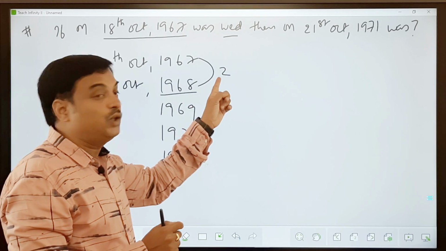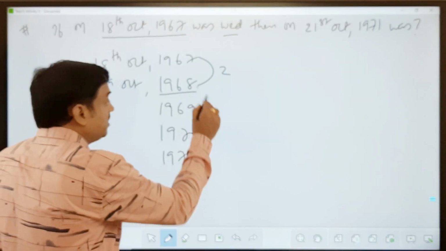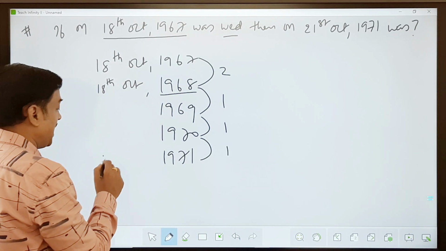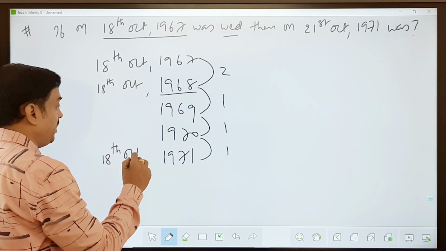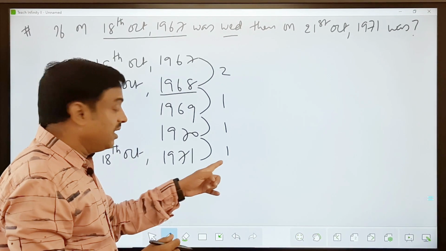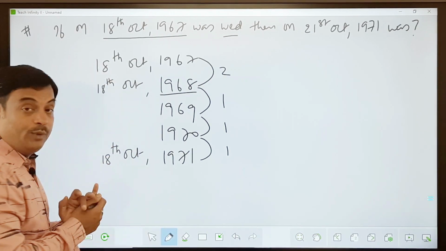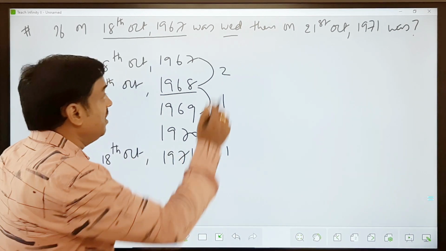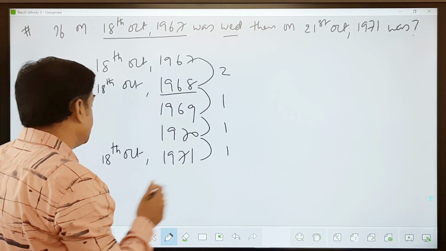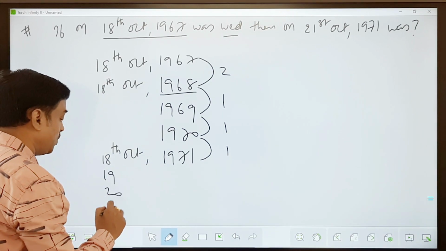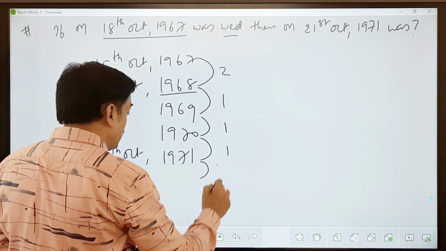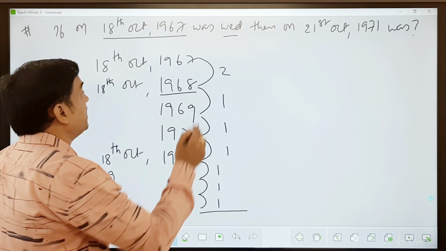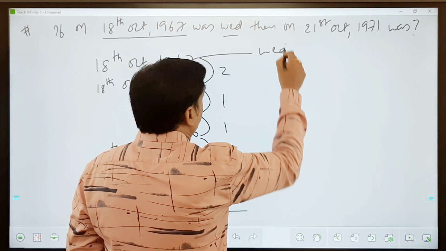So you can understand, 2 I should add. And then here I'll add 1, here I'll add 1, and here I'll add 1. That means 18th of October 1971 will have this. I got the total up to 18th October of 1991. Whereas I want 21st of October. That means another 3 days, 19, 20 and 21. So here it will be adding 1 day, 1 day and 1 day. This is the total.